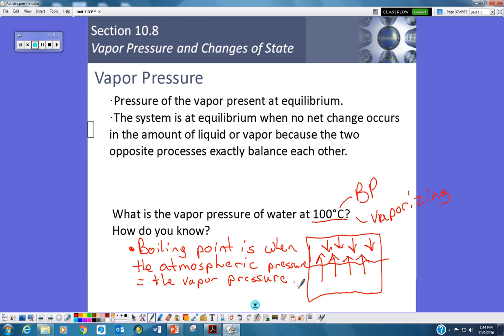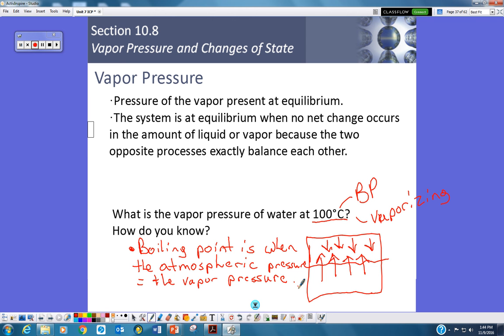If you try to boil water here, it's going to boil pretty close to 100 degrees Celsius. But if you go to Colorado and boil water, it boils more like at 95 degrees Celsius, because the pressure is so much lower. The atmospheric pressure and the vapor pressure are equal, so it doesn't have to get as high of a temperature.